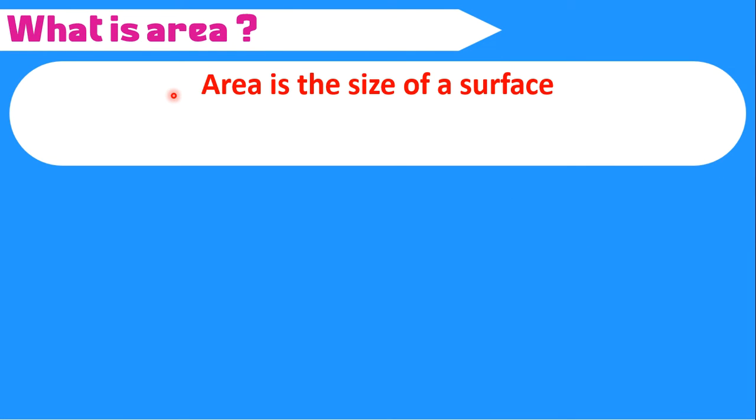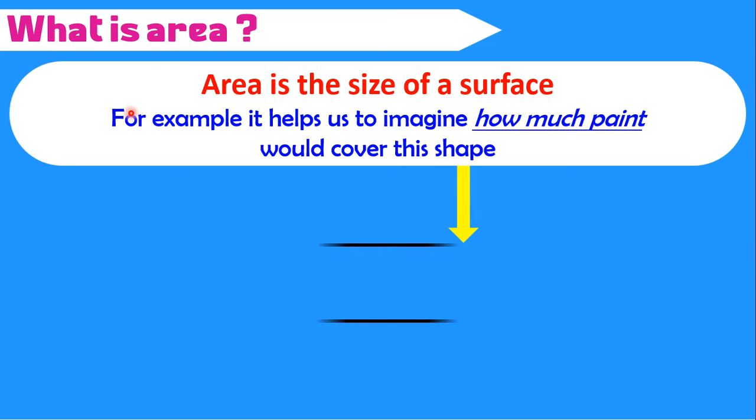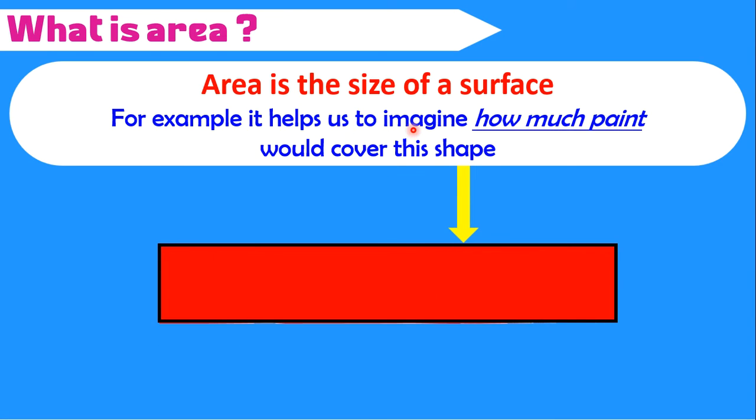What is area? Area is the size of a surface. For example, it helps us to imagine how much paint would cover this shape. So this is the area of this shape. How much paint do we need to cover this shape?